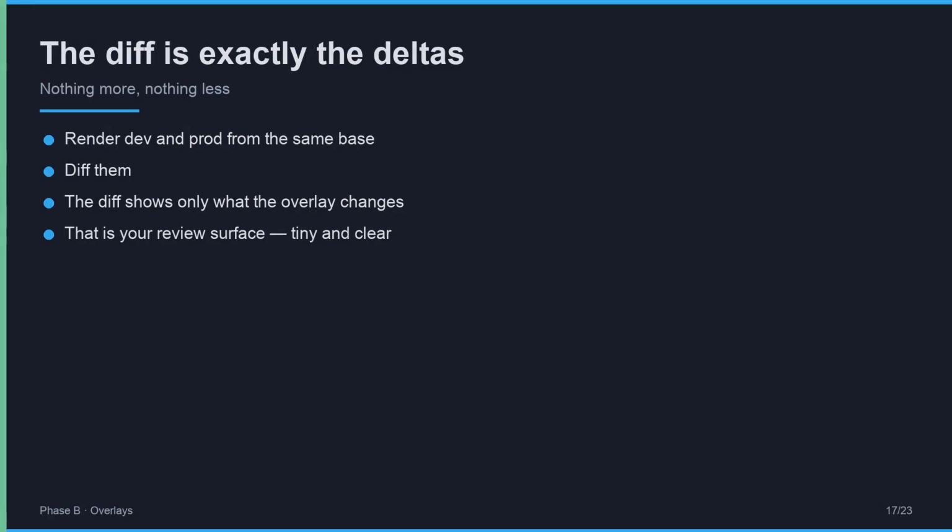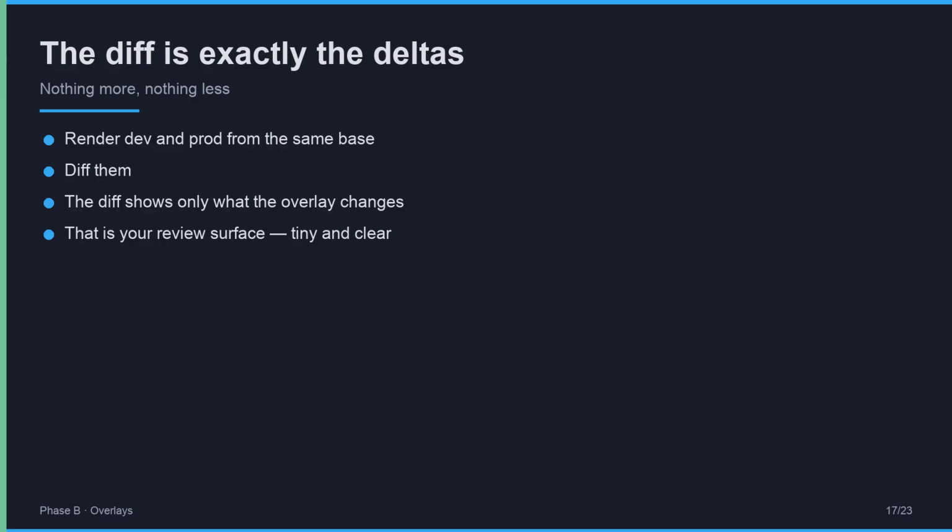Here is the payoff of doing overlays right. Render dev and prod from the same base, then diff the two outputs. The diff shows only what the prod overlay changes, nothing more, nothing less. That diff is your entire review surface for a production change. It is tiny, it is clear, and it fits in a pull request.